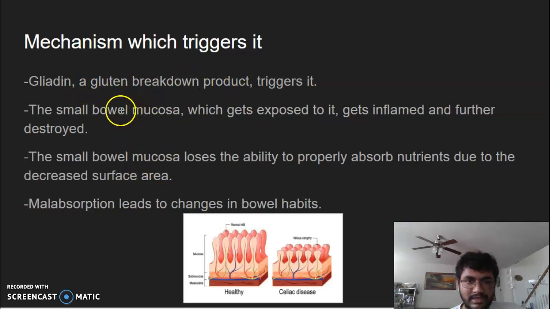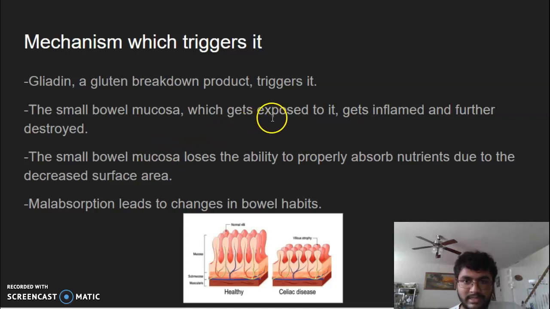This causes an inflammatory response when the small intestine mucosa is exposed to gliadin. So the small intestine mucosa gets inflamed and even destroyed when encountering this gliadin. This leads to multiple problems because this mucosa contains villi and microvilli. These are important in increasing the surface area. Basically, they improve the absorption of nutrients.